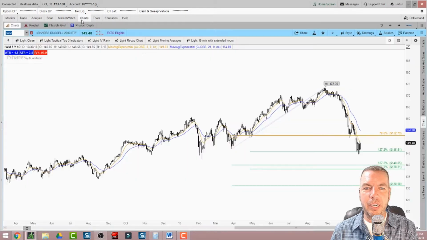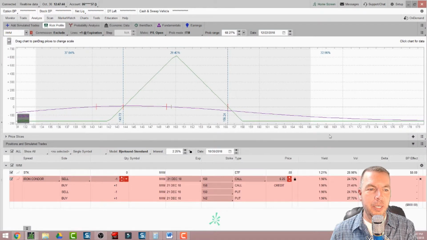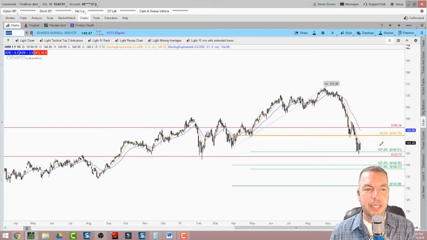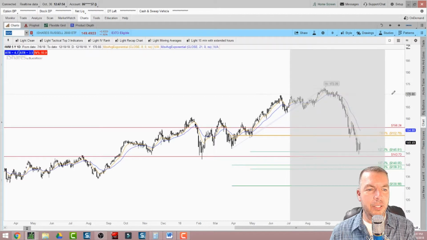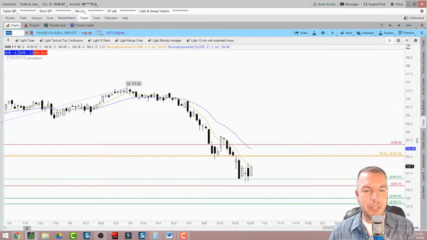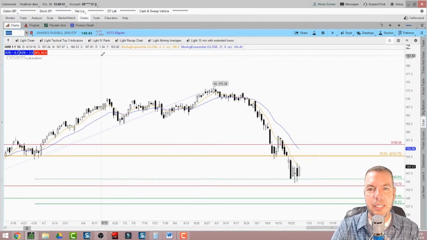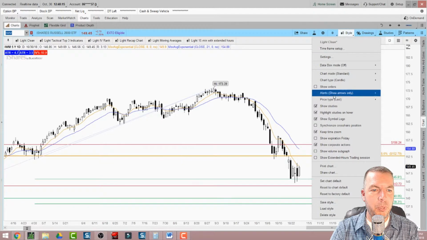So we could come back over here and just draw those on the chart. But one thing with thinkorswim that I like to do is come right over here to this little menu and hit Set Slices to Chart. Now when I click this, you're going to see it's putting two red lines on the chart, and those are our break-even points. Our break-even point on the upside is 156.24, and our break-even point on the downside would be 143.73.